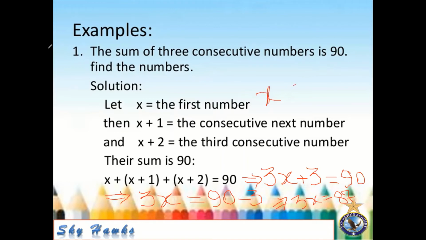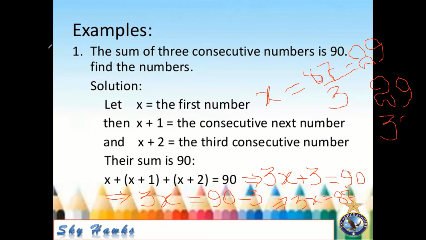So x is equal to 87 divided by 3. 3 twos are 6 and 3 nines are 27, so 29. Are you getting this? So the first number is 29. Then the second number is 30, and the last one is 31. Can you make the sum 90?